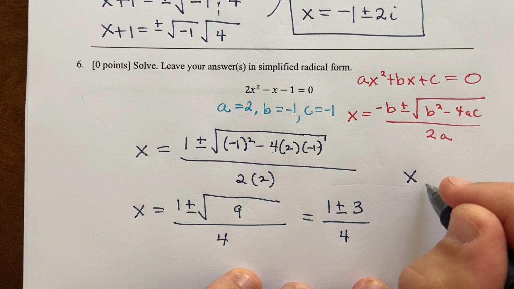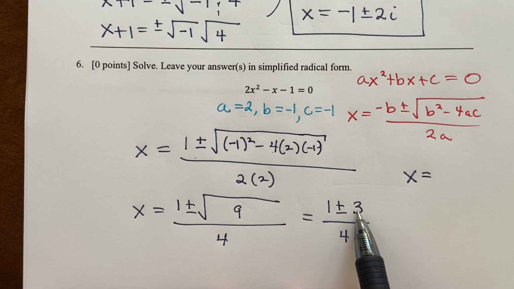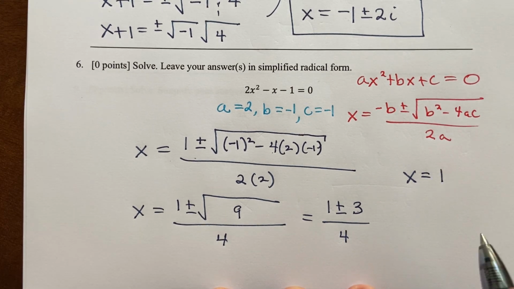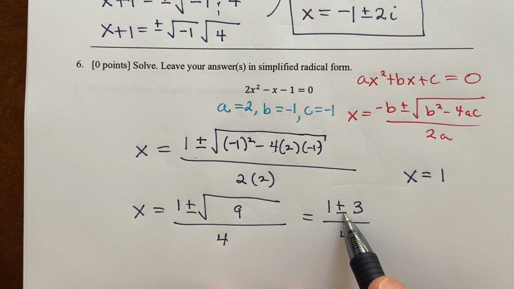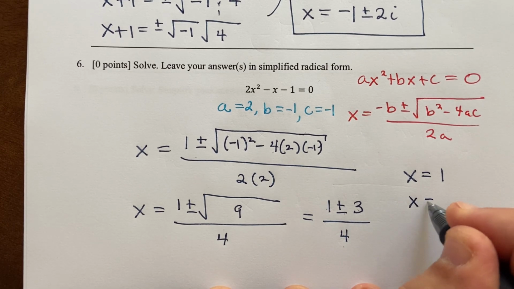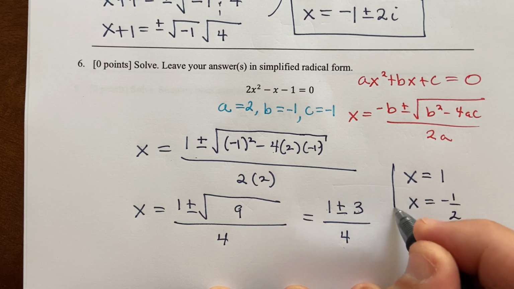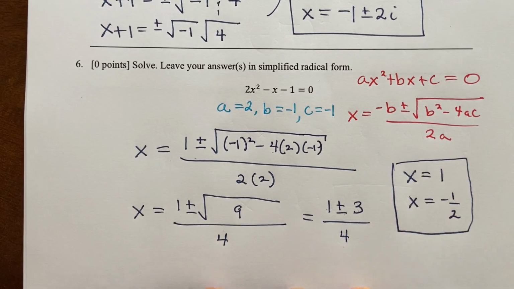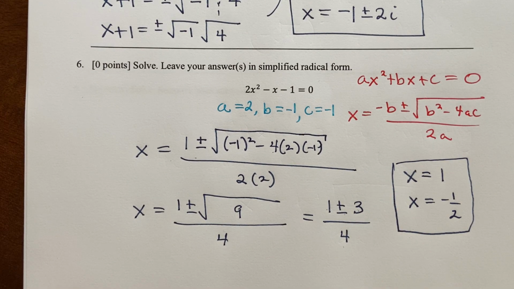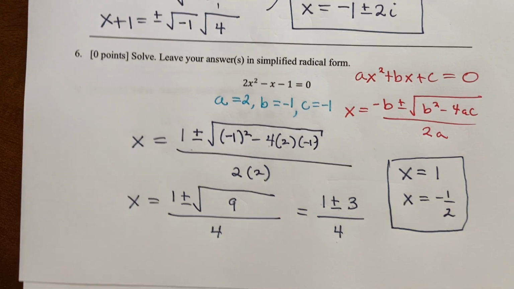So if I take the plus case, I would get 1 plus 3 over 4, in other words 1. If I take the minus case, 1 minus 3 over 4, this is negative 1/2. Okay? On to number 7.